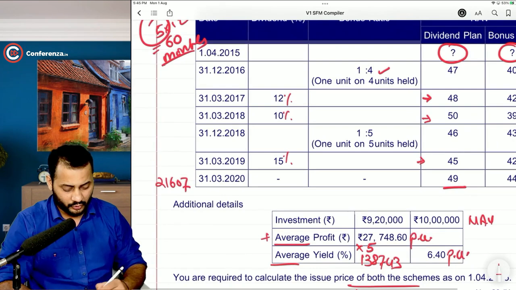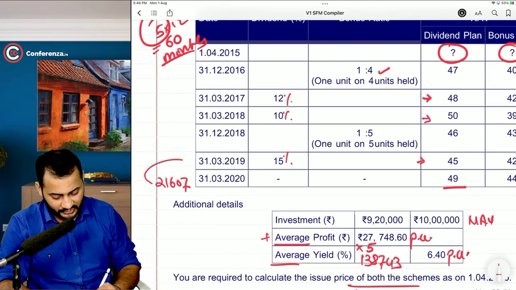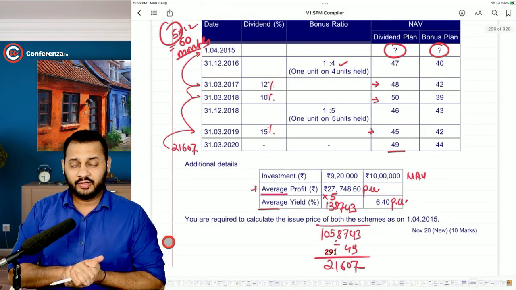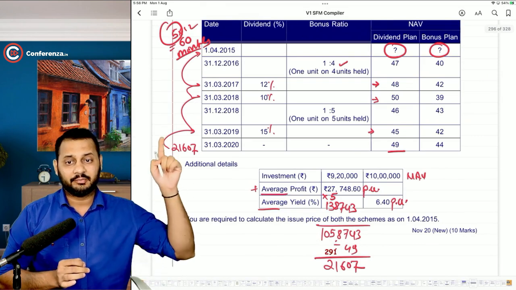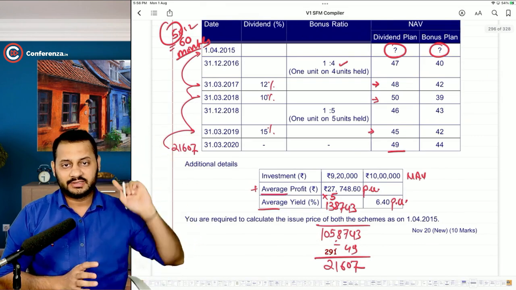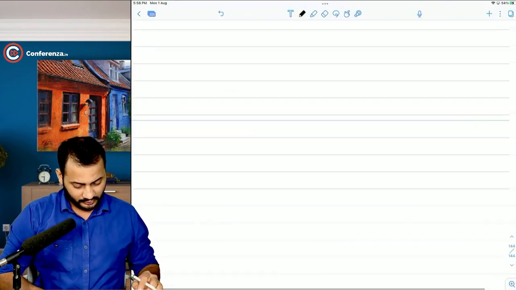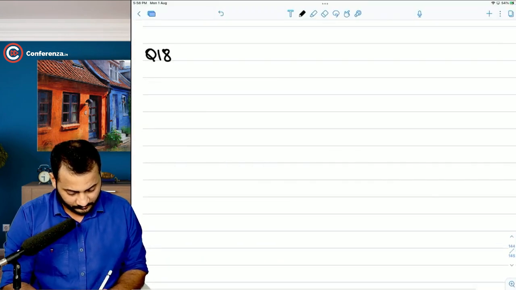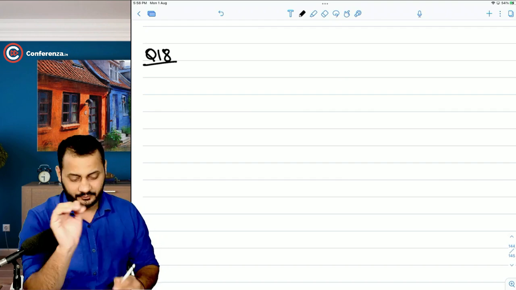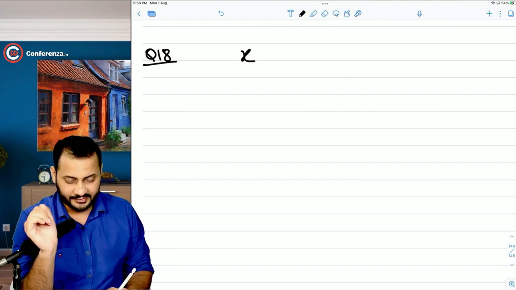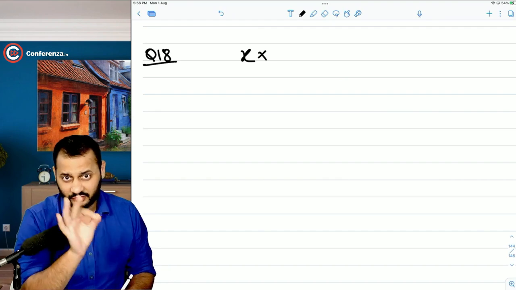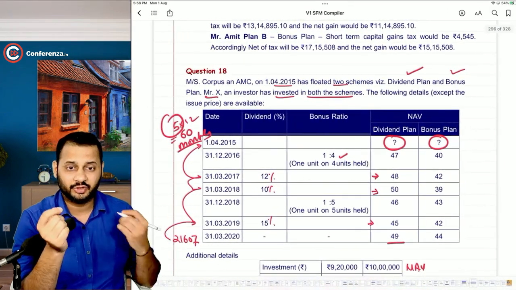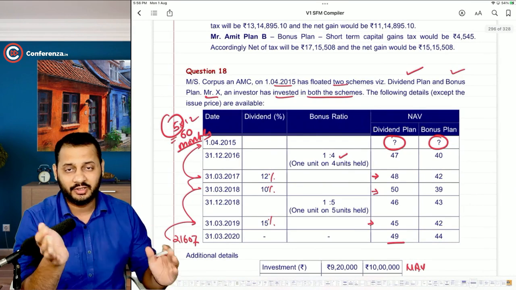Now how to go from 21607 units back to this date, and this, and this? Let's understand this beautiful procedure of going step by step backwards, with this figure. Let's have a look at question number 18. What happens when we declare the dividend? You take the number of units, let's say X, and then multiply it with the face value. The very first thing on the dividend rate is the face value, which is not given in the question, and that has to be assumed in any case. Without that, you will not be able to solve this question.